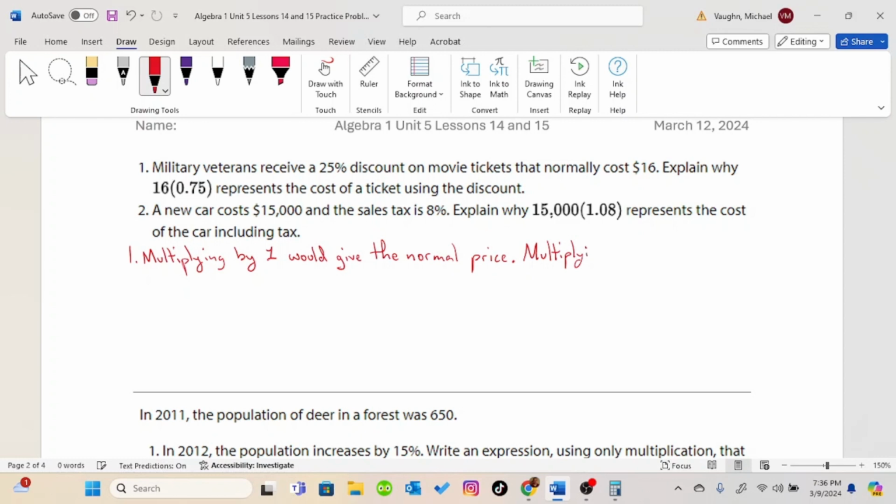Multiplying by 0.75 shows a 25% reduction in the normal price.